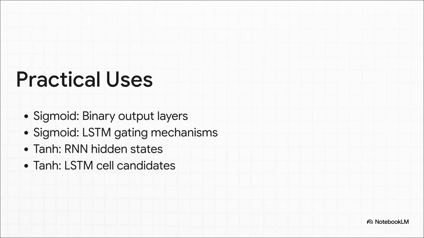So you're probably asking, when do you actually use these today? Are they just historical footnotes? Actually, no. While you wouldn't really use them for modern deep hidden layers, they have very specific architectural homes. Sigmoid is absolutely perfect for the output layer of a binary classification problem, like if you're building a model to ask, is this a cat, yes or no, because it outputs a perfectly clean probability. It's also used heavily for gating mechanisms inside LSTMs. And tanh remains the go-to for hidden states in recurrent neural networks and LSTMs, because its bounded, zero-centered nature is perfect for keeping those memory states stable.